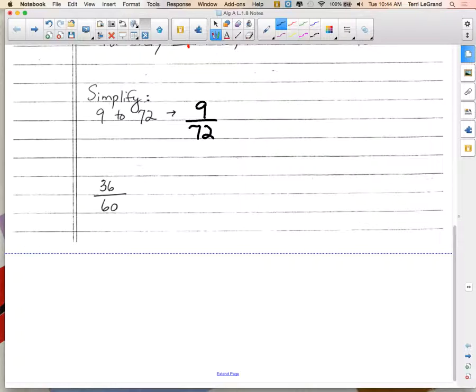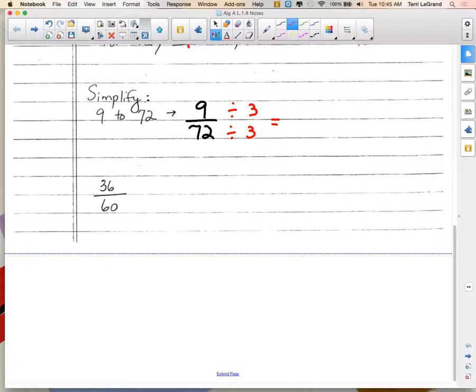Can that be simplified? No? Yeah. Okay. So when it can be simplified, that means you can divide the same thing into something upstairs that you can downstairs. So is there anything that can be divided into 9 that it could also be by 3? Okay, so if we divide 9 by 3, then we have to divide the 72 by 3.